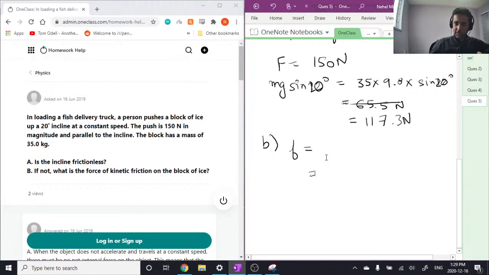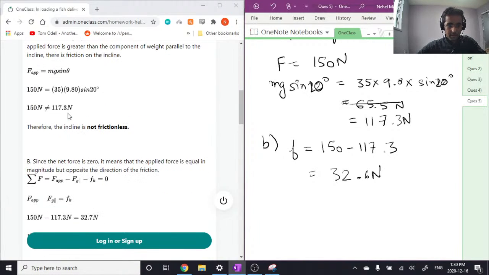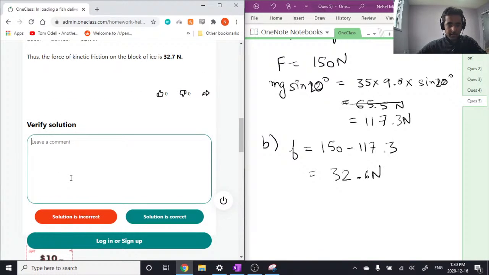I was a bit skeptical because usually friction is not equal to such a big value, so this looks better. 150 minus 117.3, 150 minus that is 32.6. Okay, so this answer is correct. That's perfect. Okay, so the solution is correct.